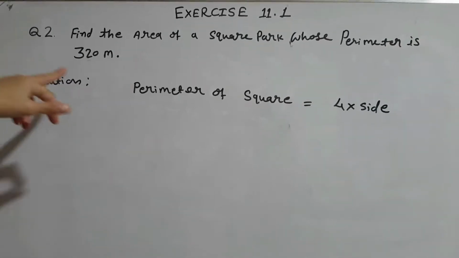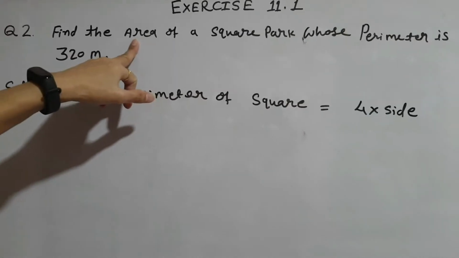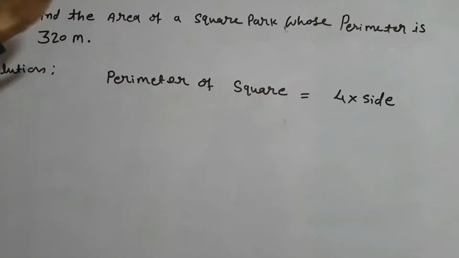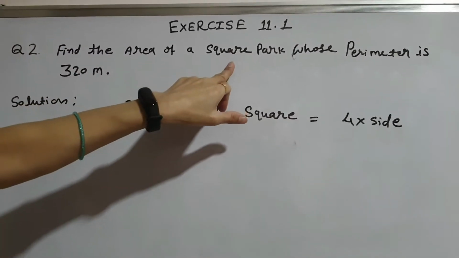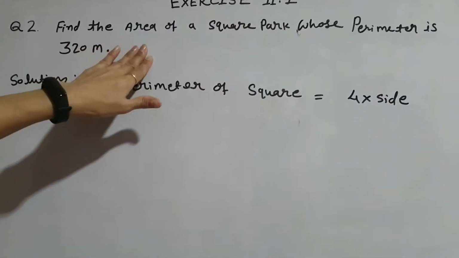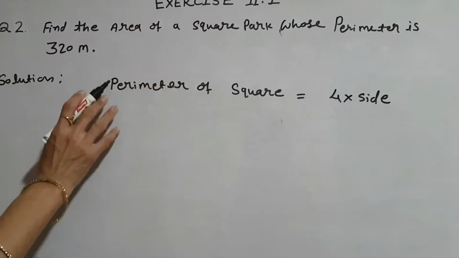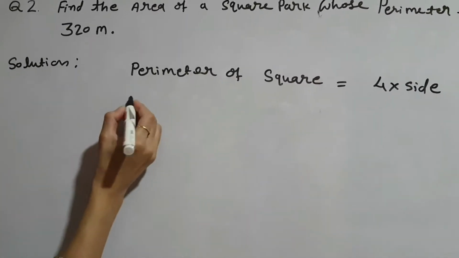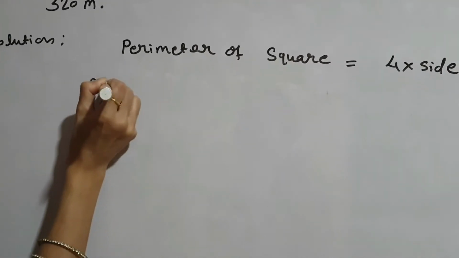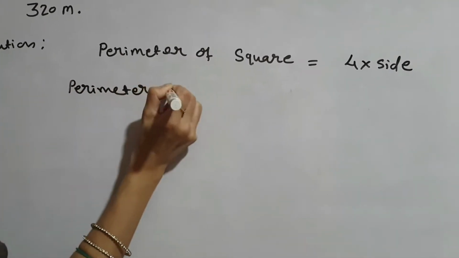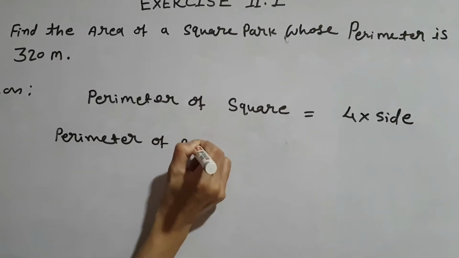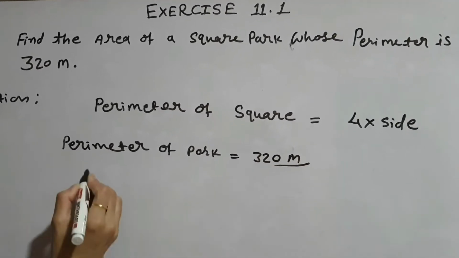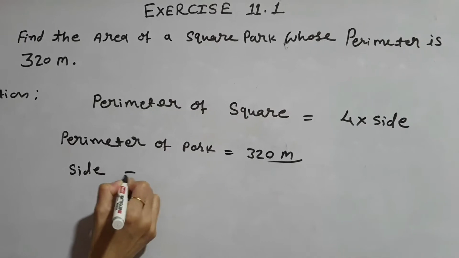Question 2. Find the area of a square park whose perimeter is 320 meter. Here only the perimeter is given and we have to find out the area. So we have to find the area, then we need the side of this square park, and the side has not been given here. So perimeter of a square equals 4 multiplied by side. We know this formula. The perimeter of this park is 320 meter.